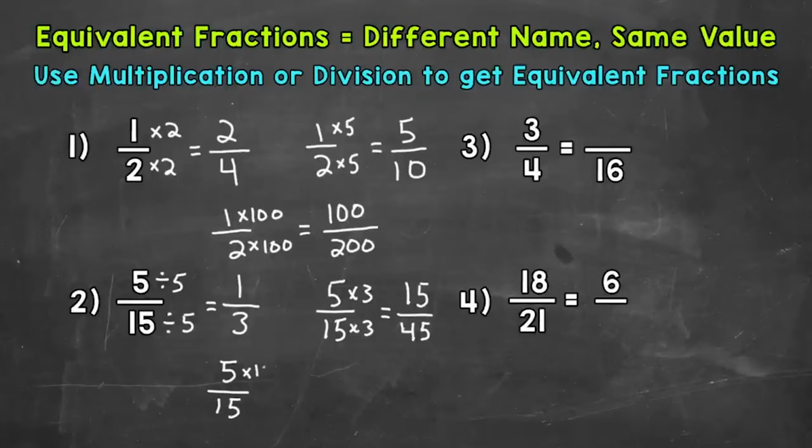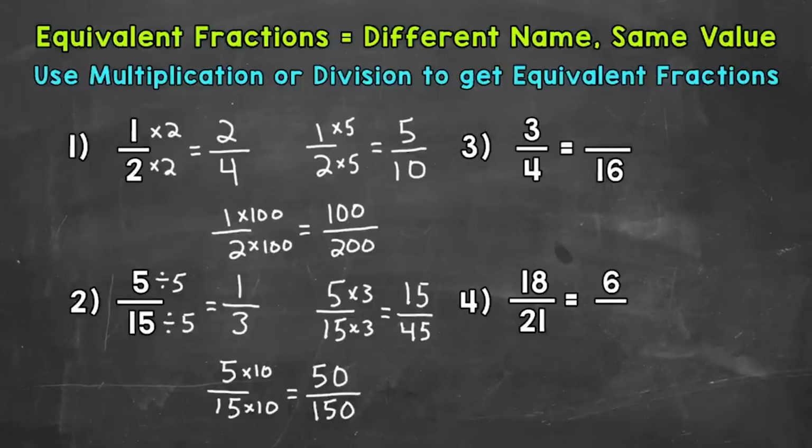So times 10, times 10, and we get 5 times 10 is 50. And then 15 times 10 is 150. So 50/150, another example of an equivalent fraction to 5/15. Let's move on to numbers 3 and 4, where we have a given fraction and then part of an equivalent fraction. We need to find the missing part of those equivalent fractions.